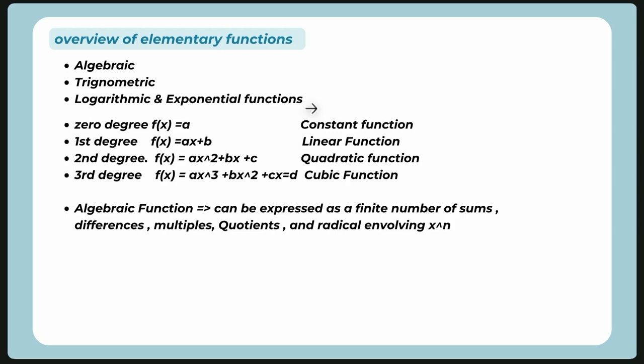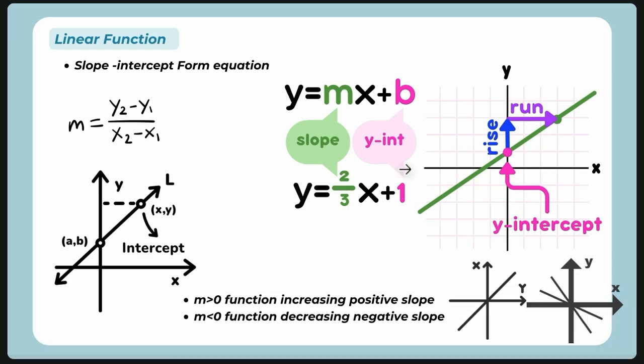Then we have a third degree, which is ax cubed plus bx squared plus cx plus d, which is a cubic function. So algebraic functions can be expressed as a finite number of sums, differences, multiples, quotients, and radicals involving x to the power of n. I'm going to be explaining each type of function, their graphs, how they look, and so on and so forth.